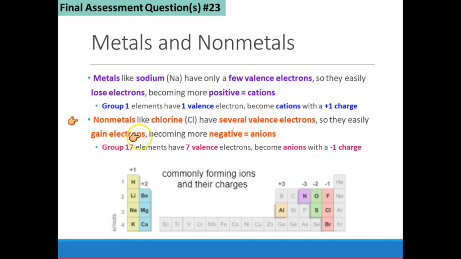Nonmetals, on the other hand, like chlorine, which we saw on the previous page, they already have most of their valence electrons. They just need to get a couple more, so they easily do that. And so by gaining negative electrons, they become more negative. So they become our anions, all right? And that's going to help fill up their shells like fluorine, chlorine, bromine. They'll get one more electron and become negatively one charged.